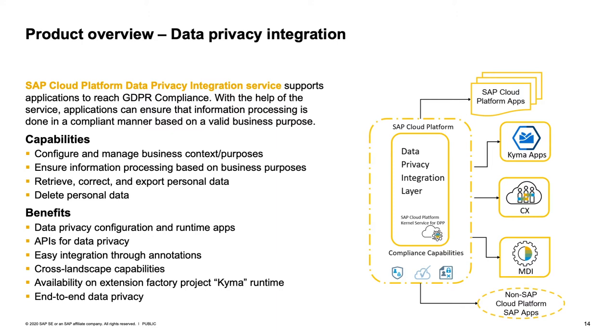So the main capabilities of the service is to centrally configure and manage the lifecycle of business purpose, or what we call business context within the service, ensure that information processing is done based on a valid business purpose, help the applications to retrieve all the personal data stored of their end users, trigger correction requests of the personal data if necessary, and also export the personal data in email and as a client download as well. The service has capabilities to also define the retention period, which is used for determining when the personal data can be deleted from the system.